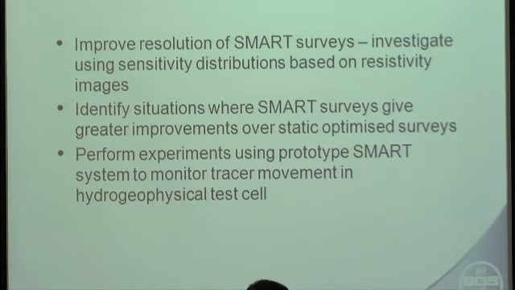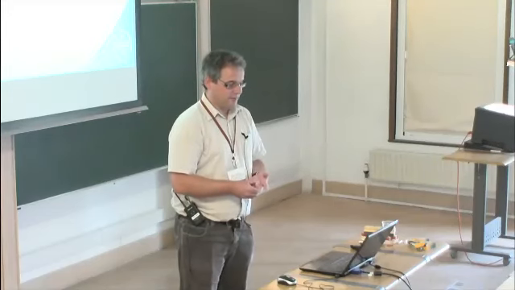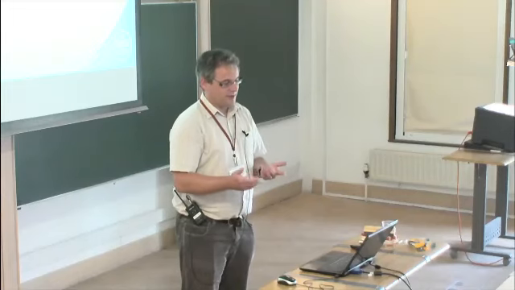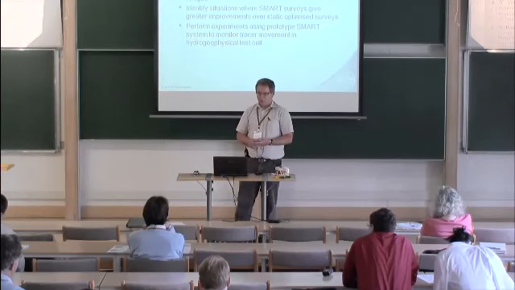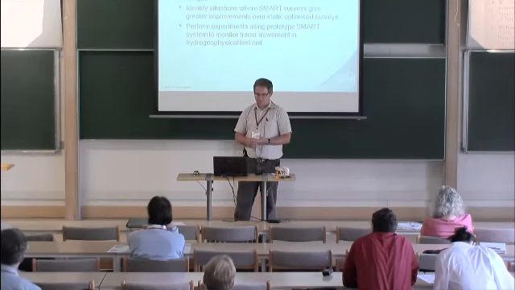So for future research, we're hoping to improve the resolution of the focus surveys. Up till now the surveys have been designed assuming the prior parameter distribution of a homogeneous half space. That's fine for doing a survey in the field where you don't necessarily know what the resistivity distribution is going to be. After all, that's why you're out there imaging it. But for monitoring, we do have a reasonable idea of the resistivity distribution from our previous images. So the idea is we're going to use more accurate sensitivity calculations based on those resistivity images, which will hopefully improve the results from the optimised surveys.